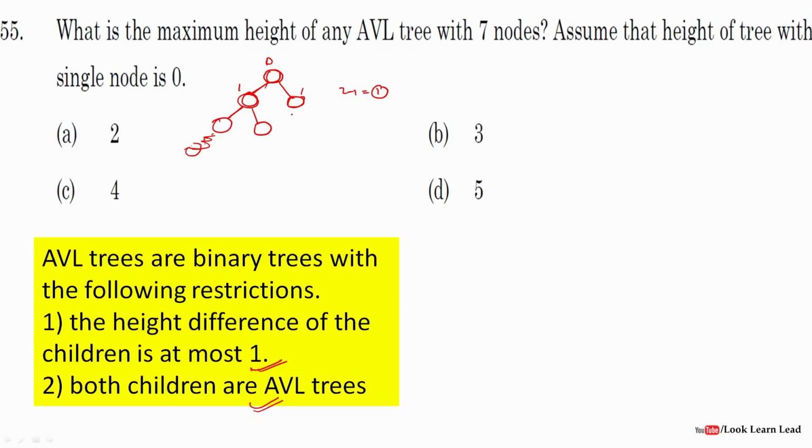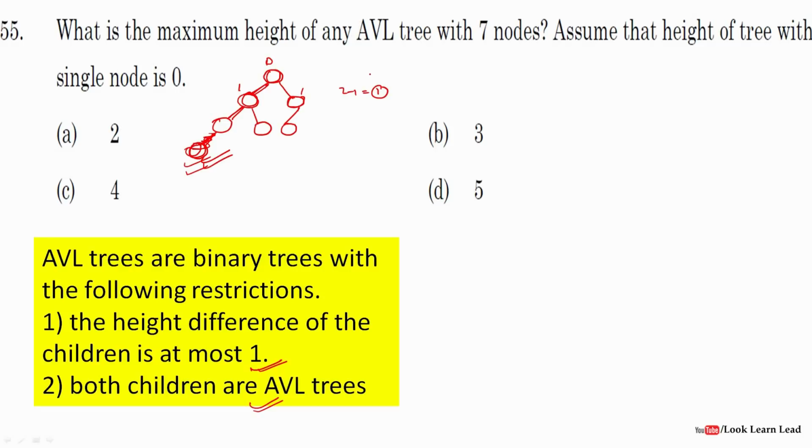Okay. So now the height difference is 1, 2. 2 minus 1 is 1. There is no problem. I can't insert a node over here till now. But if I insert a node over here, then I can insert this over here. So this is 1, 2, 3, 4, 5, 6, 7. We have 7 nodes. This is an AVL tree with 7 nodes, and the height of the tree would be 1, 2, and 3. 3 would be our answer.